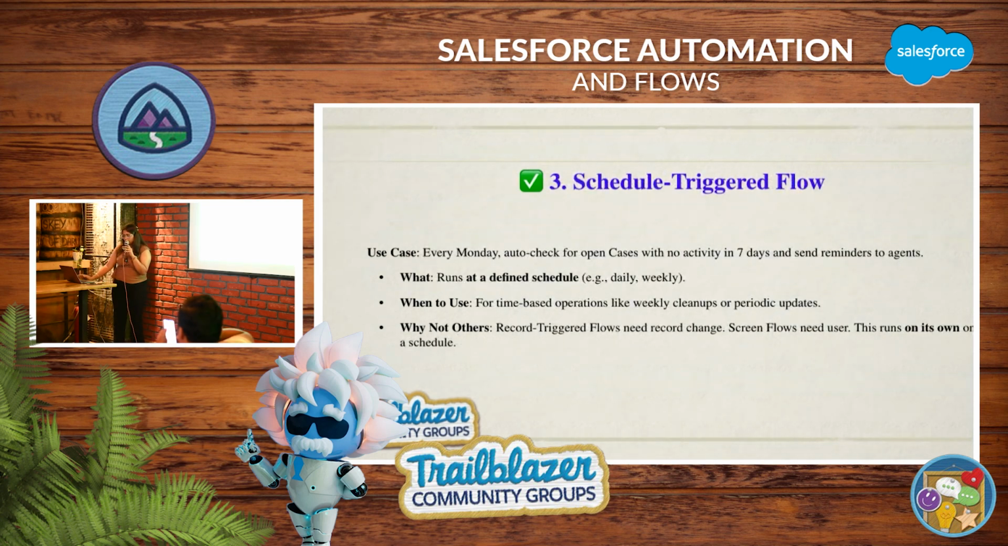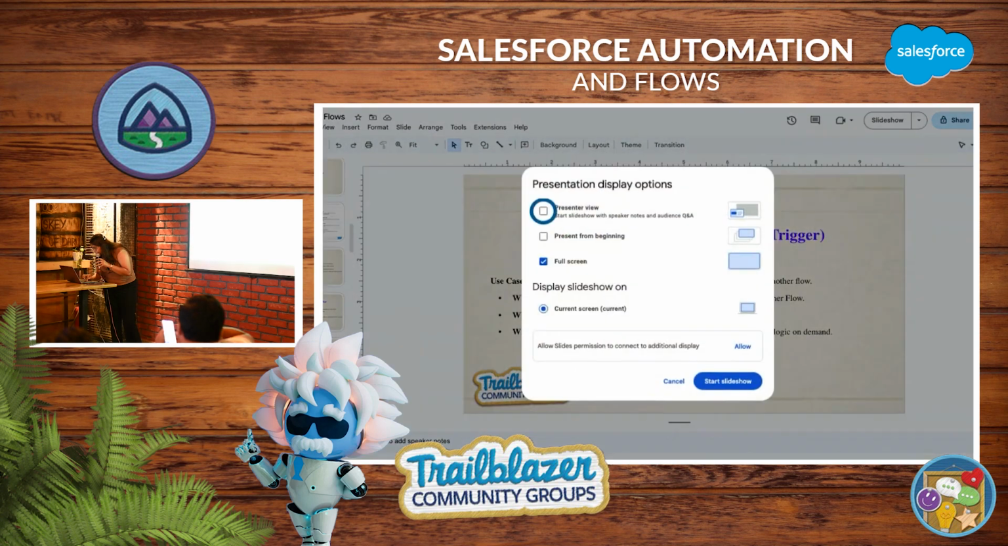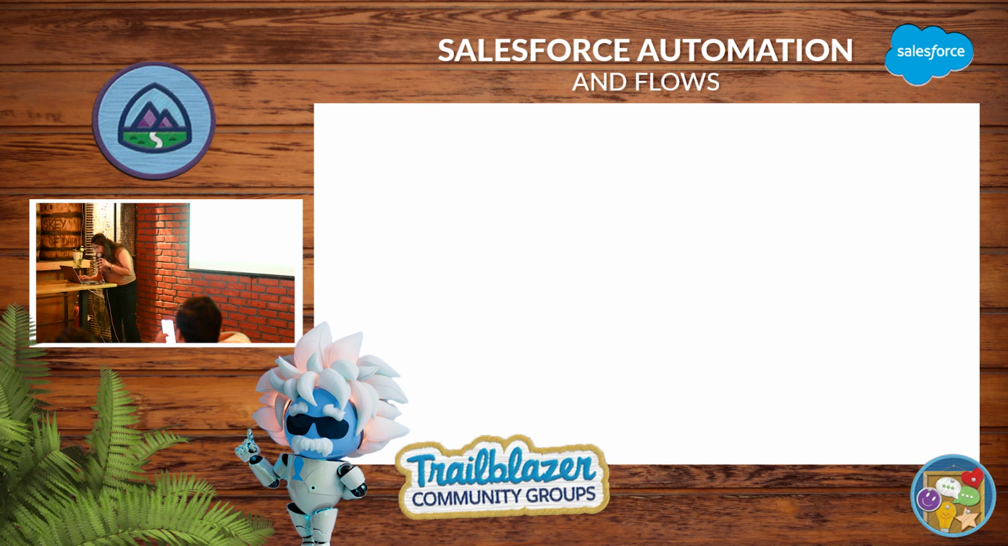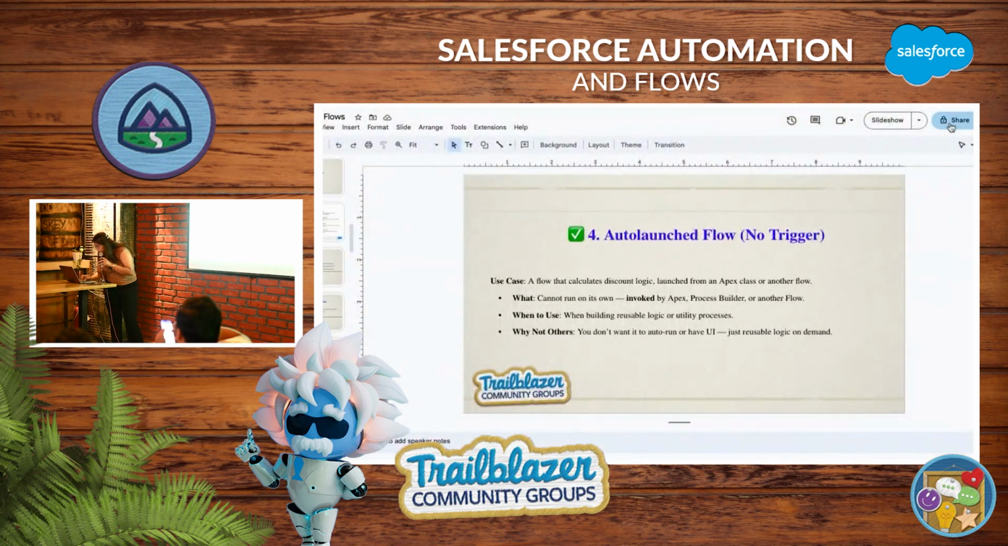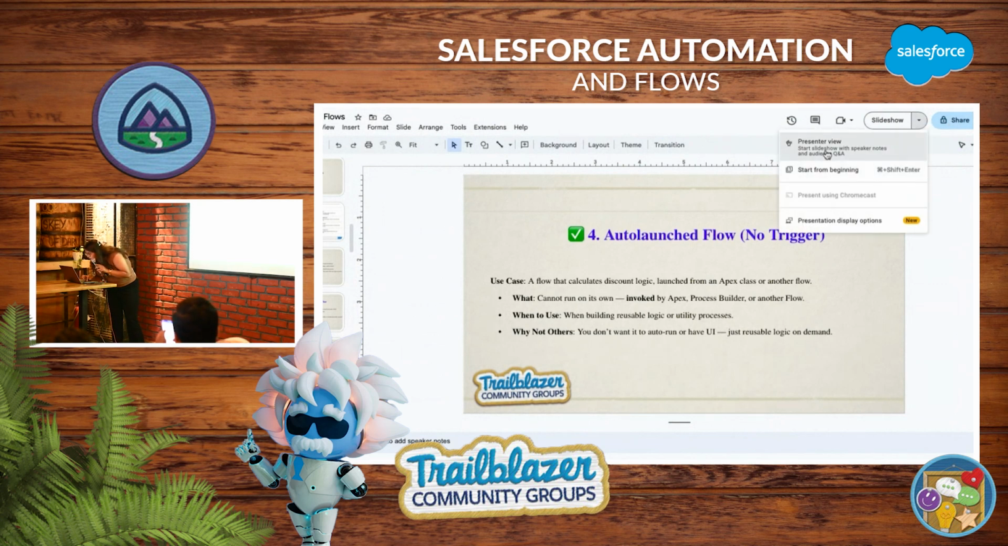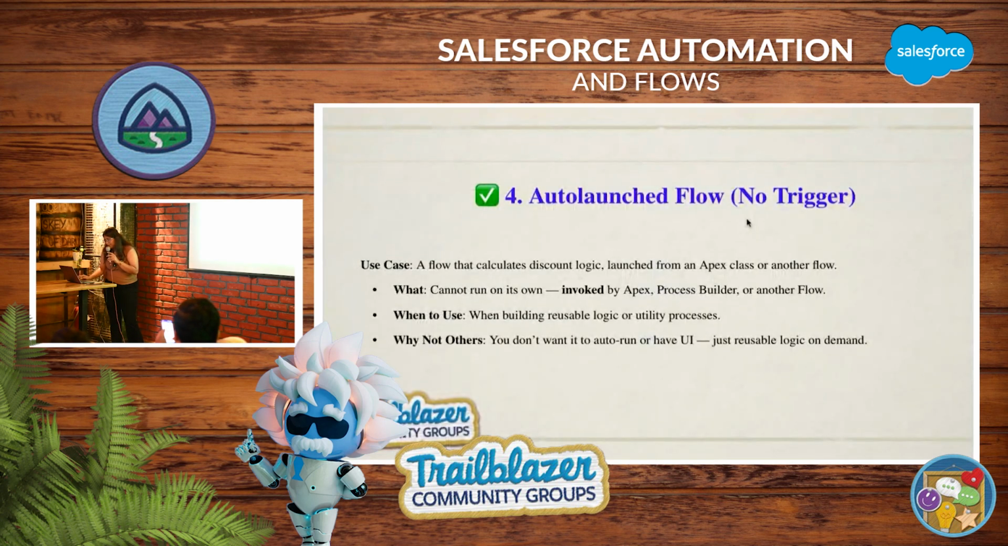Now let's talk about the third use case that says, let me make this thing bigger. Anyways, no issues. Okay, so fourth one we have auto launch flows.